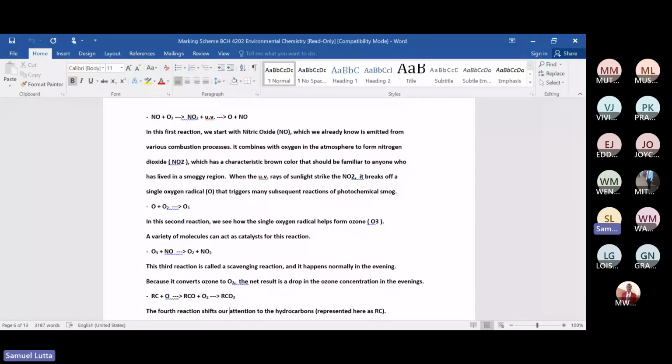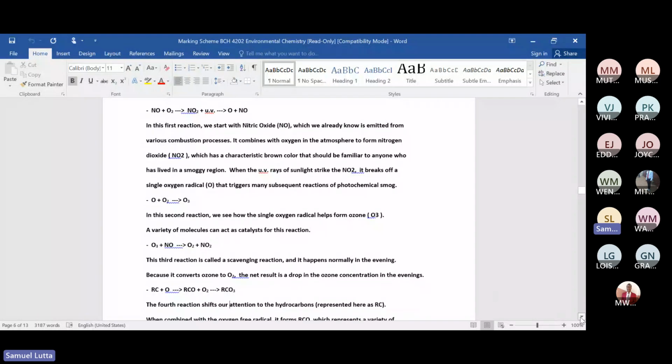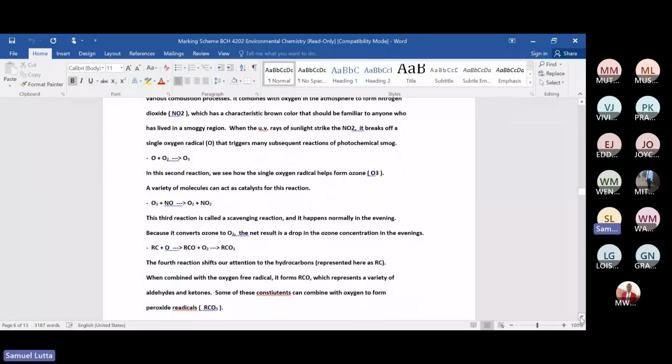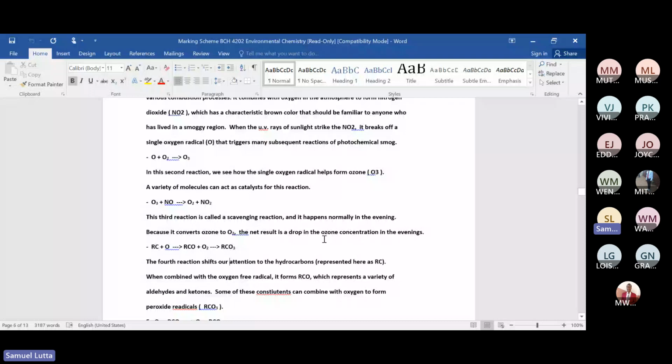As it has been mentioned here, during the third reaction, the concentration of ozone will drop. The concentration of ozone is dropped because we are using ozone to react with NO, and then we are generating more oxygen and nitrogen dioxide, which gives rise to that brown color that we are seeing.